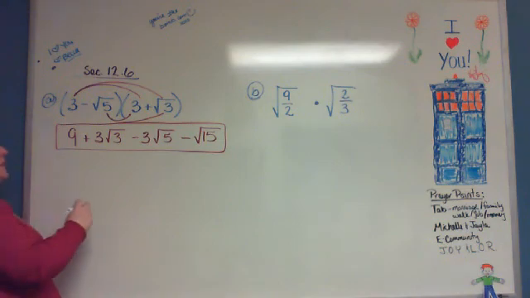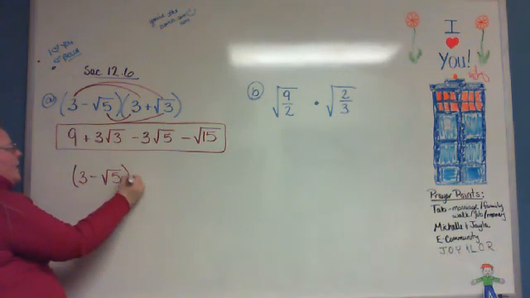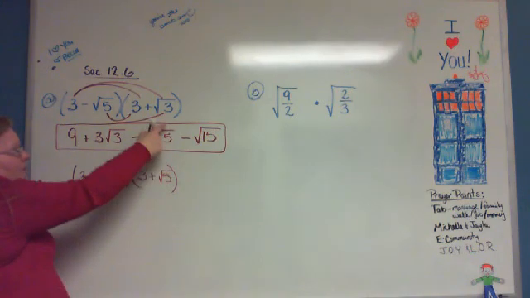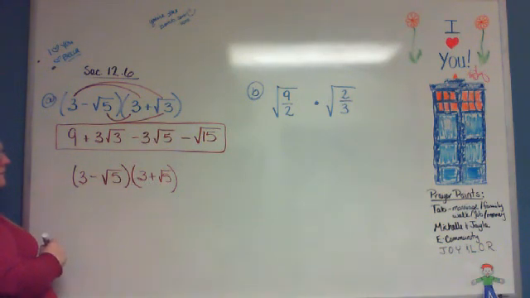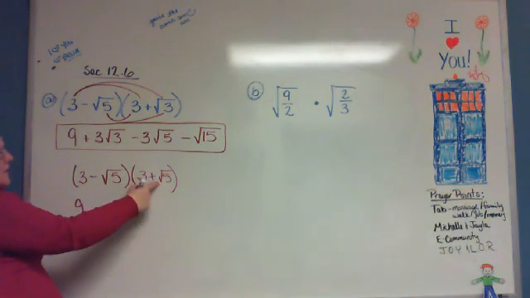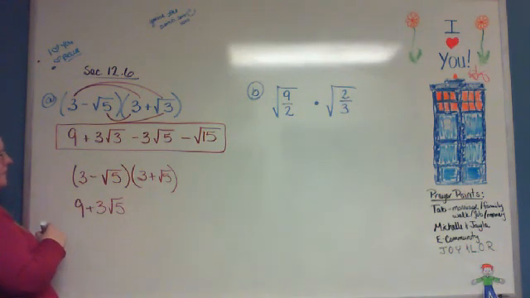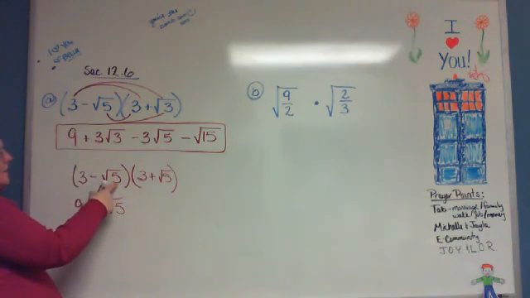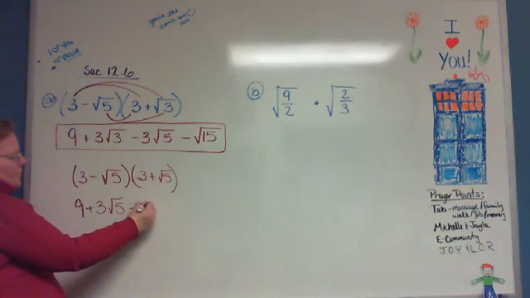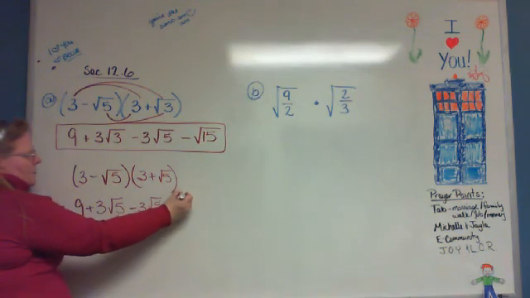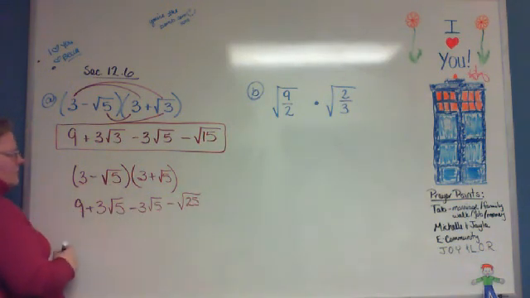Let's say we did something slightly different. Let's say we had the problem 3 minus the square root of 5 times 3 plus the square root of 5. Instead of a 3, we had a 5. Well, 3 times 3 is still 9. 3 times the square root of 5 is 3 square roots of 5, just like before. And then here we get negative 3 square roots of 5. And then the square root of 5 times that is a negative square root of 25.